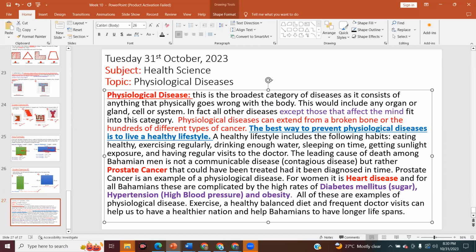All right, so that brings us to the end of it. Once you finish with this, take a picture of your work and send it to me via WhatsApp.